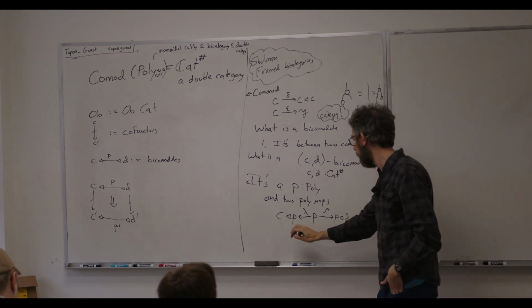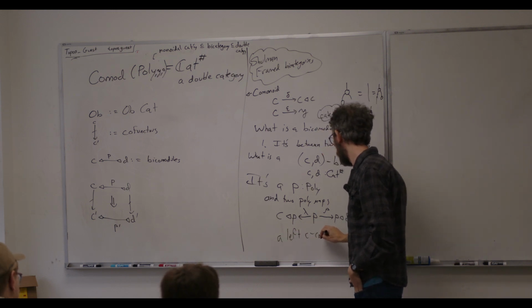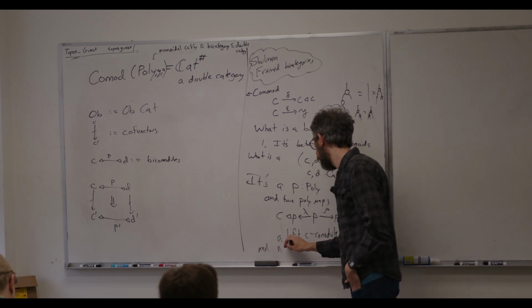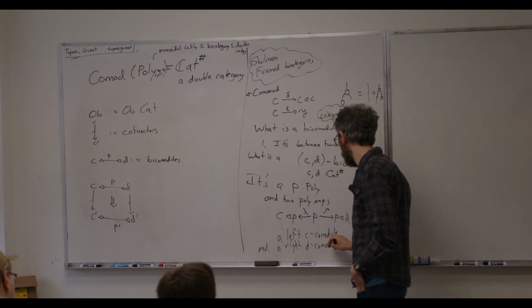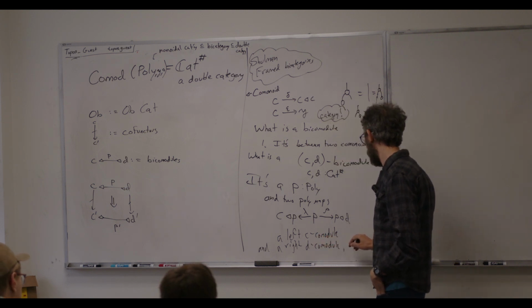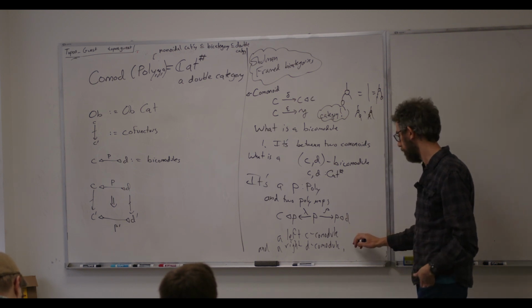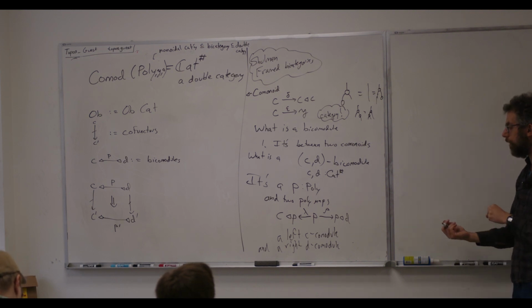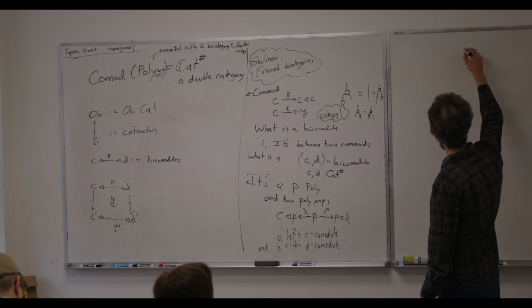So this would be called a left C comodule, and it's a right D comodule, because D's on the right. And they cohere somehow. There's a left C comodule structure, a right D comodule structure, and some kind of coherence between them. So let's write out what this does.